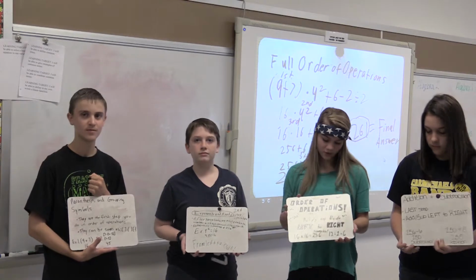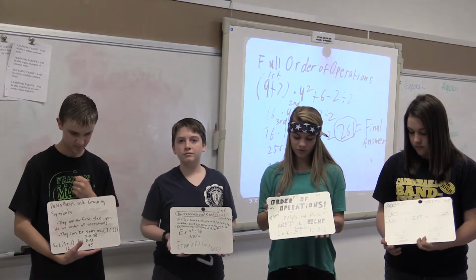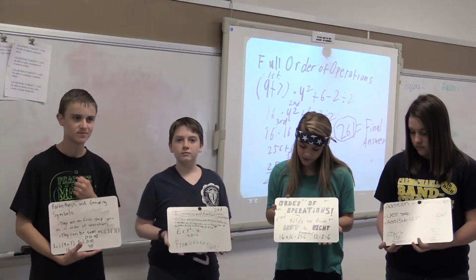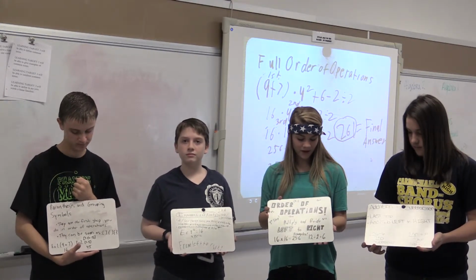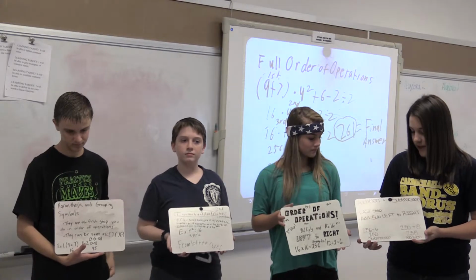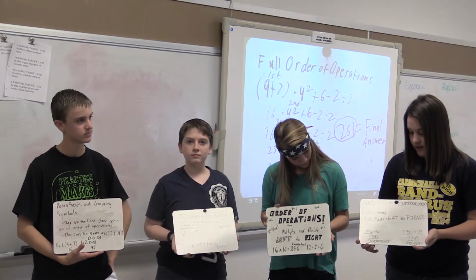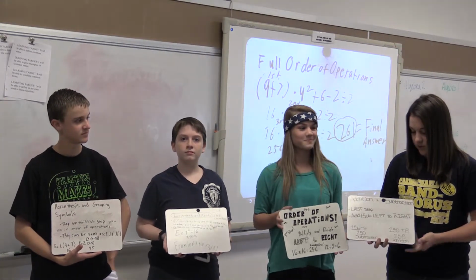The third step is multiplication and division. You would do this from left to right. Examples are 16 times 16 equals 256, and 12 divided by 2 equals 6. The last step is addition and subtraction. You have to add or subtract left to right.